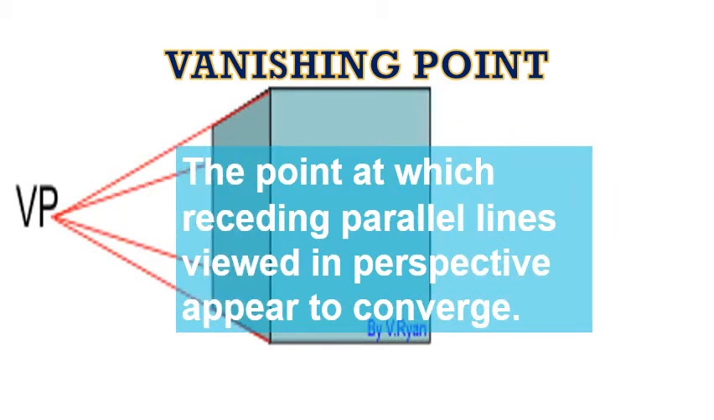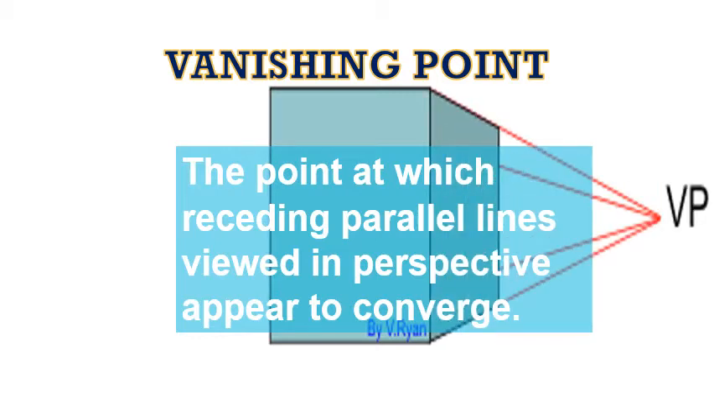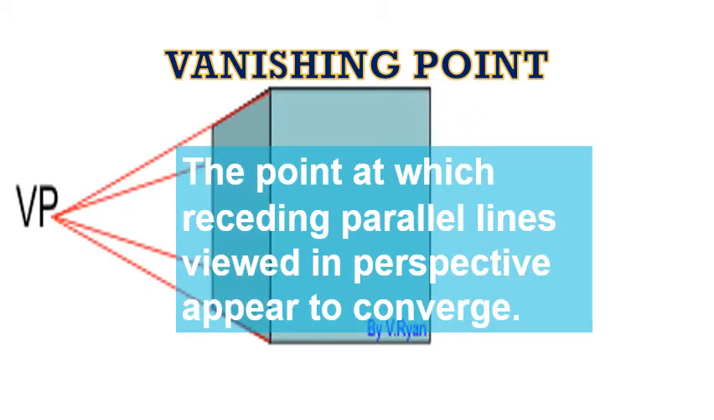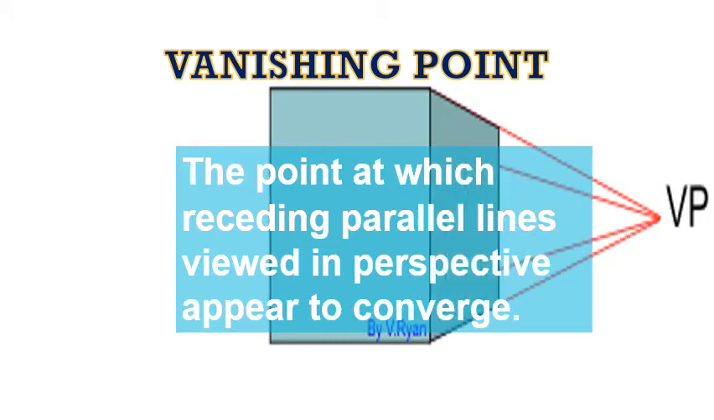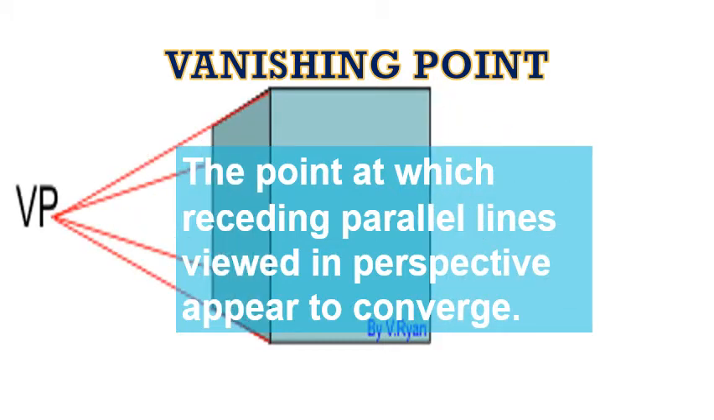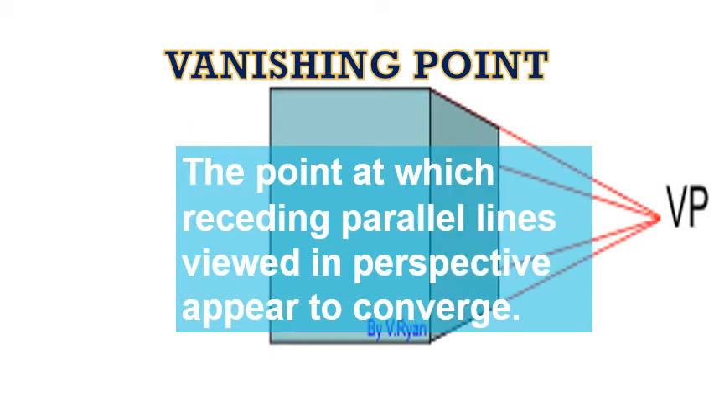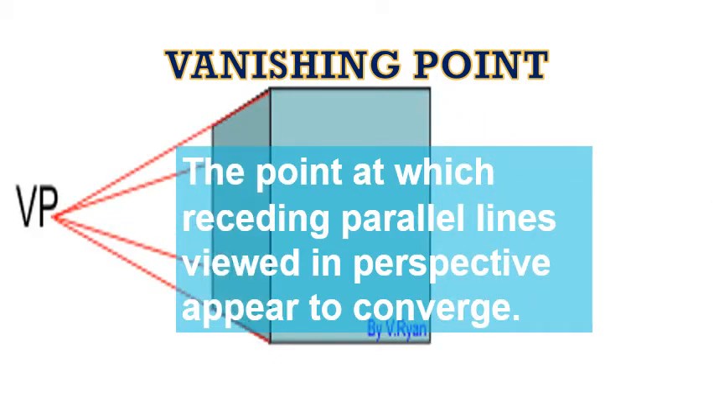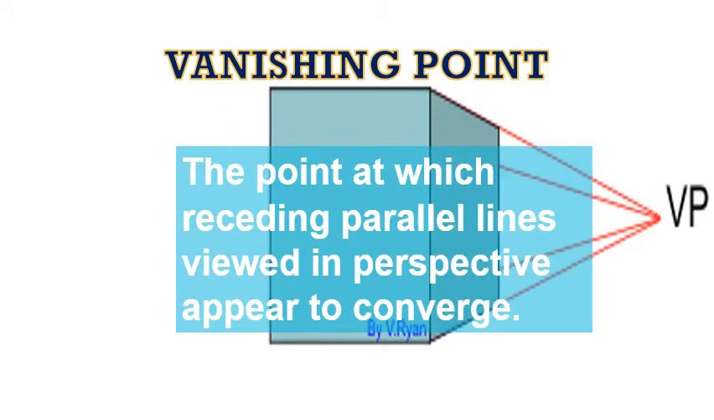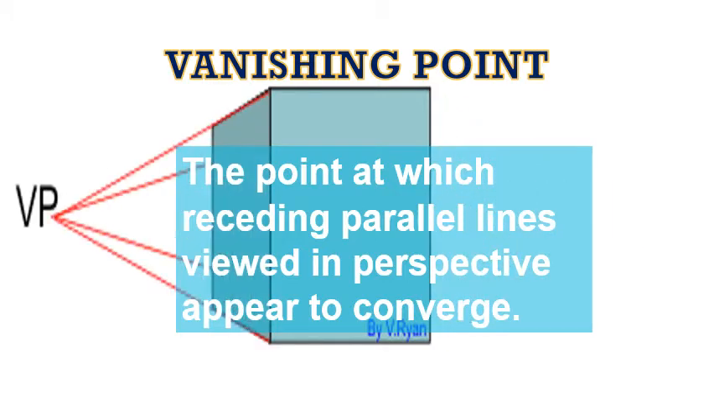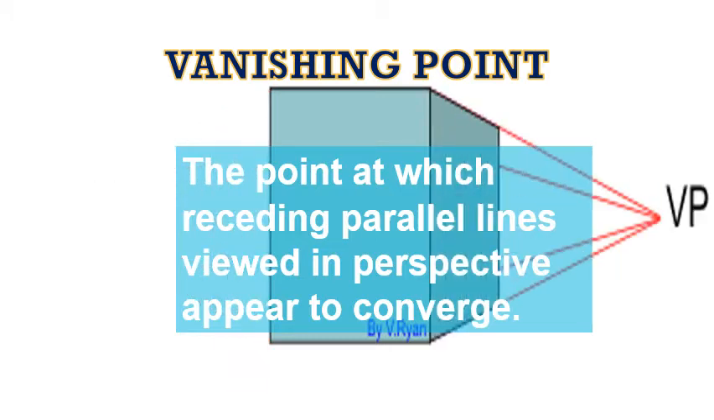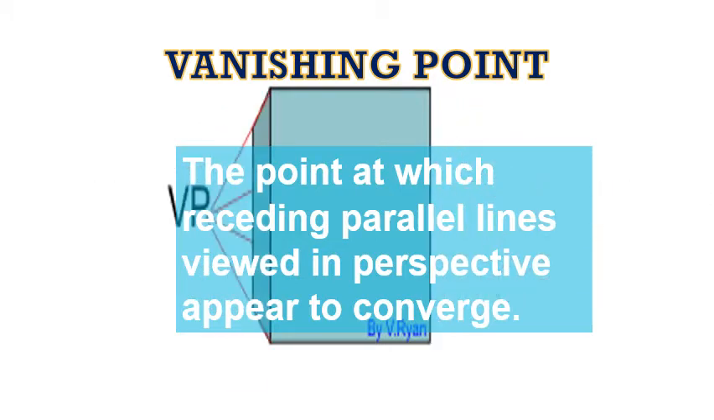And what is a vanishing point? Well, the vanishing point is the point at which receding parallel lines viewed in perspective appear to converge. So it means all the lines go together at the end to follow the same point. That is the vanishing point. It's that important point that helps us make a good drawing according to the perspective that we want. And it is important to make it before doing a perspective drawing.